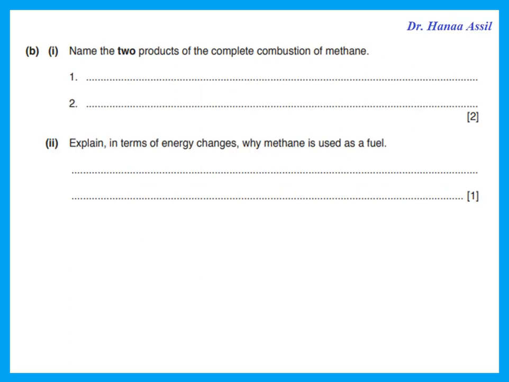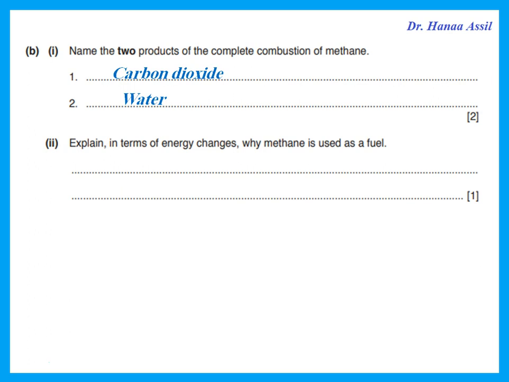Name the 2 products of the complete combustion of methane. When we have complete combustion of any organic compound, it gives carbon dioxide and water. Remember, if it were incomplete, it would give what? It would give carbon monoxide and water.